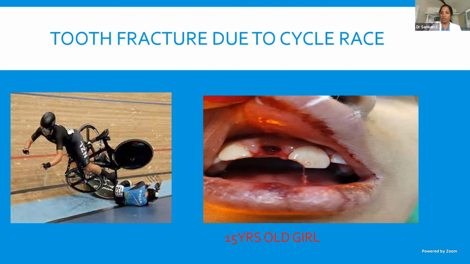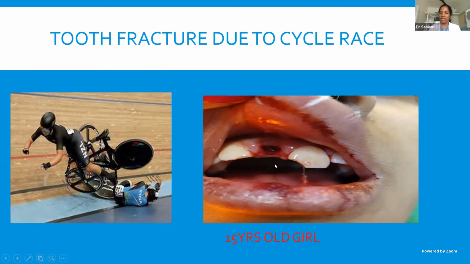This is a tooth fracture case due to a cycle race. A 15-year-old girl came to my clinic. She met with an accident 2 hours before. She and her father came to my clinic, and the patient was good. Medical condition was fine. So I examined the patient.